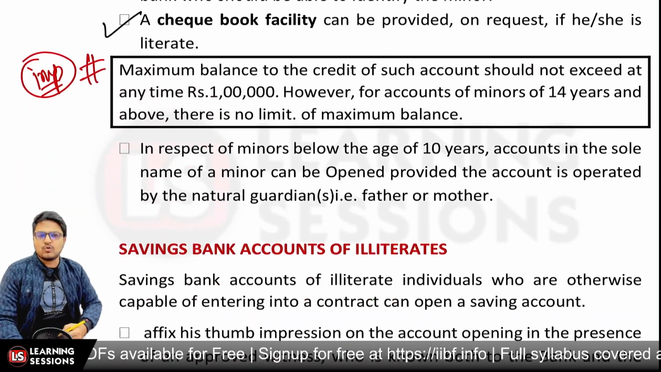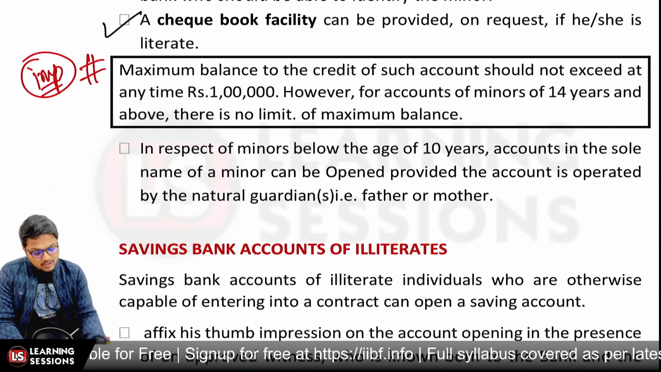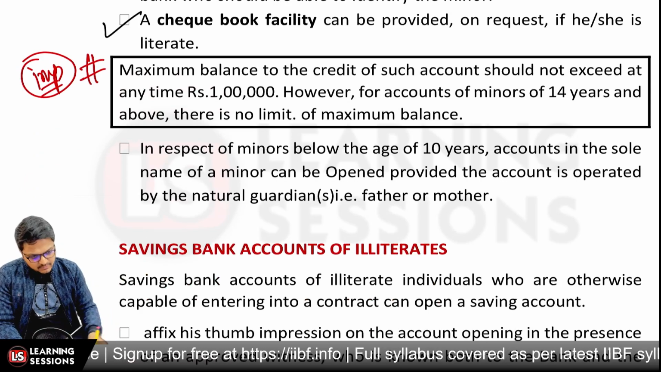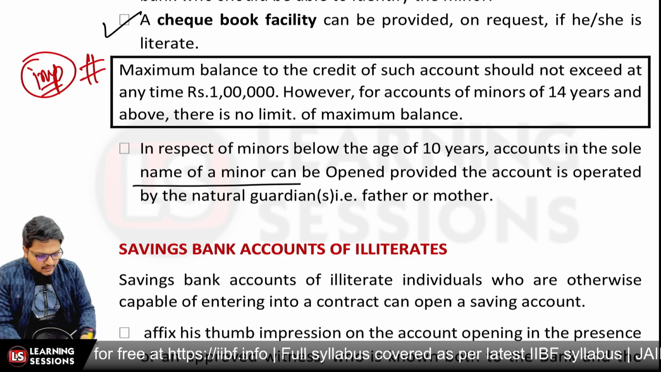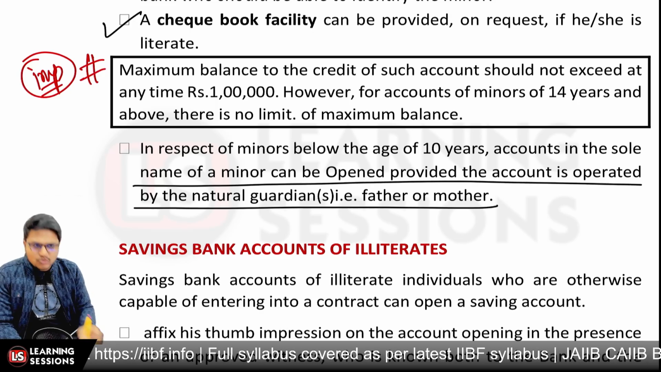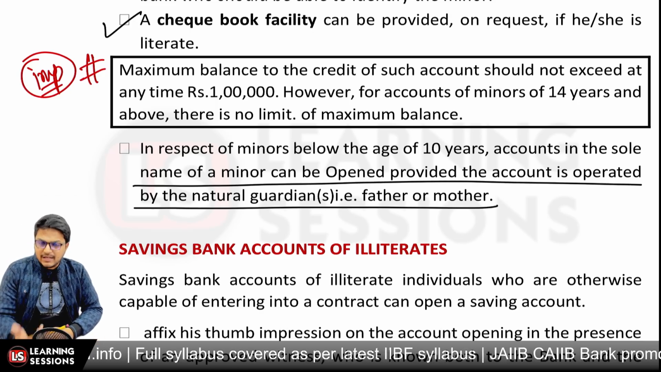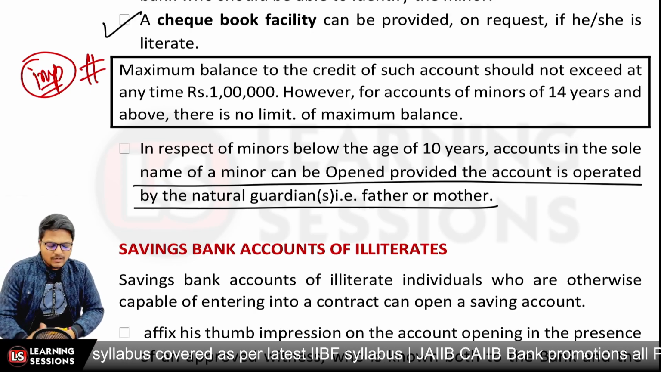And in respect of minors who are aged below 10 years, the account must be opened in the name of the guardian. So it will be a joint account with the guardian, which will be operated by the natural guardian or testamentary guardian, or other guardians, right, or legal guardians, right?